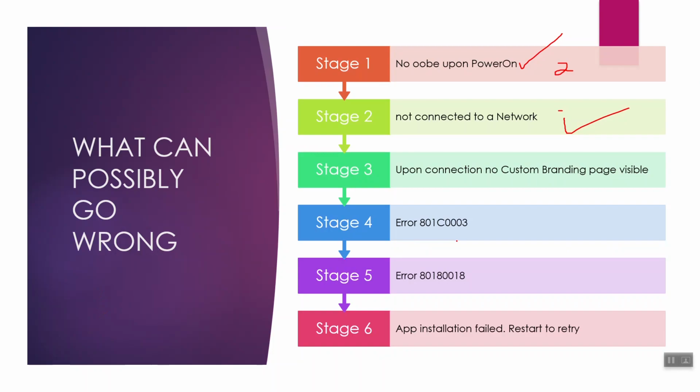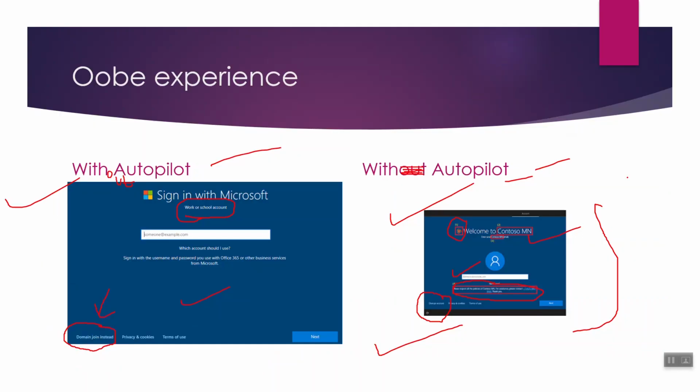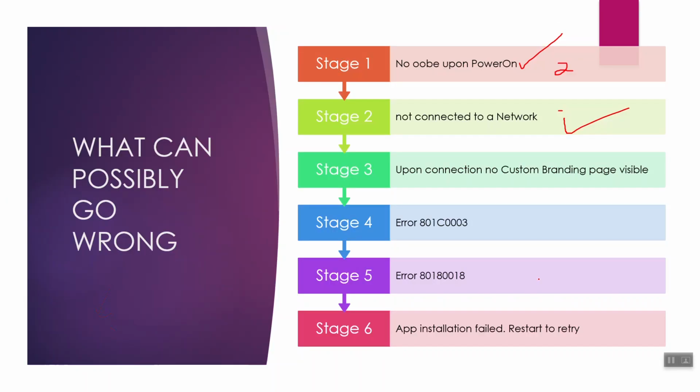Okay, all right. So once he is at the custom branding page and enters his username and password, he might get an error something like this. He might get an error like 801C0003. If you're getting this error, please make sure that the user is able to join the device to Azure AD. At this point of time, what is happening is Azure AD registration, and the device is getting joined to Azure AD.